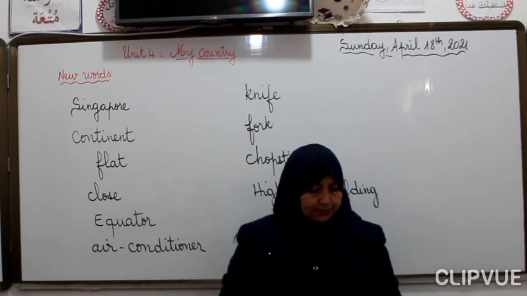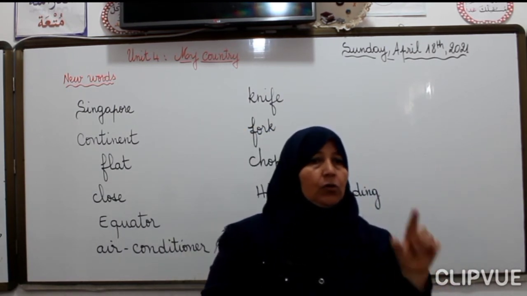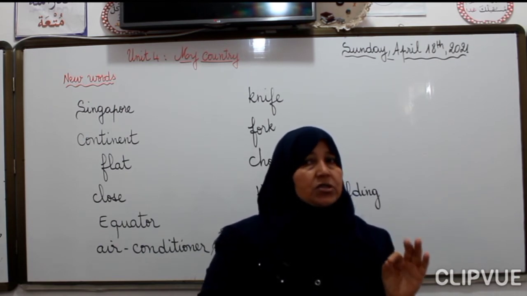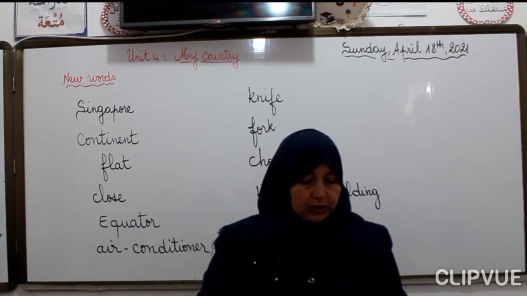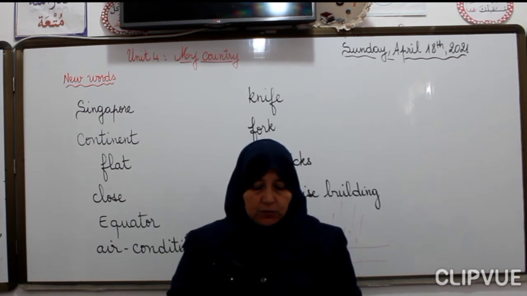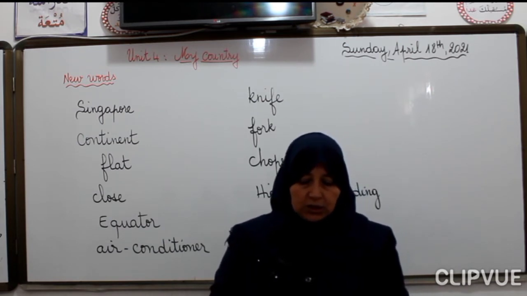Okay, let's read now. I'm going to read to you, listen to me. Try to understand all what you hear, okay? And if you don't understand any word, just raise your hand or your finger. Tim lives in Singapore in Southeast Asia. He lives with his parents and sister in a flat on the 22nd floor of a high-rise building. Many Singaporeans live in flats. Singapore is very close to the equator and the weather is always hot and humid.